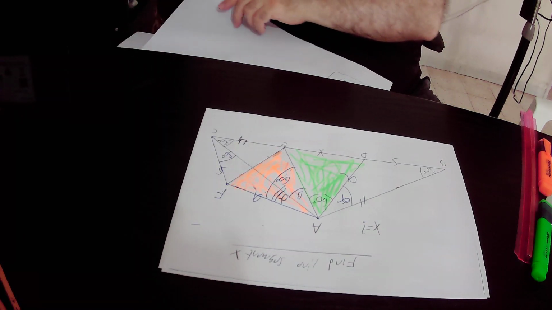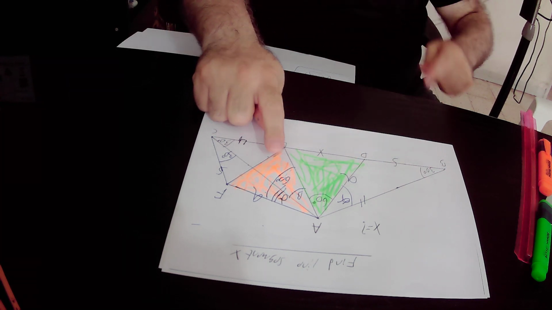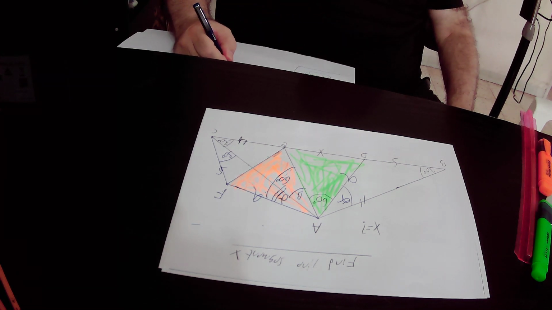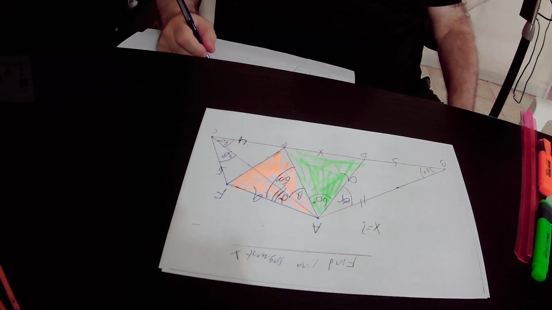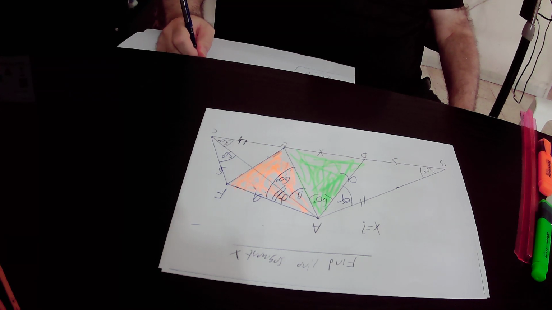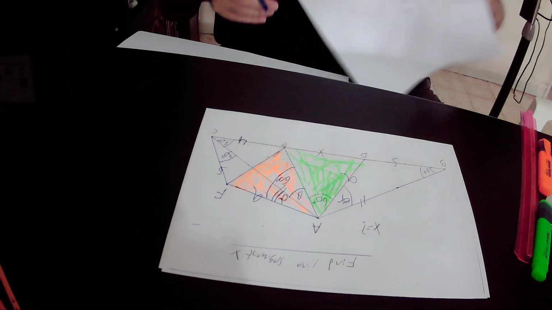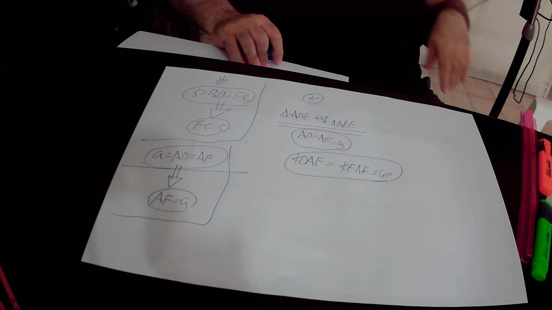In addition, those two angles are both equal to 60 degrees, therefore they are equal to each other. So angle DAE in the green triangle is equal to angle EAF in the orange triangle. They are both equal to 60 degrees, therefore they are equal to each other. I'll repeat again: angle DAE equals angle EAF, and they are both equal to 60 degrees, therefore they are equal to each other.